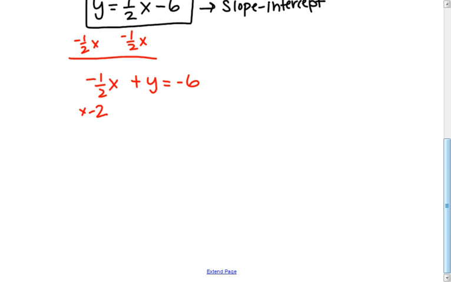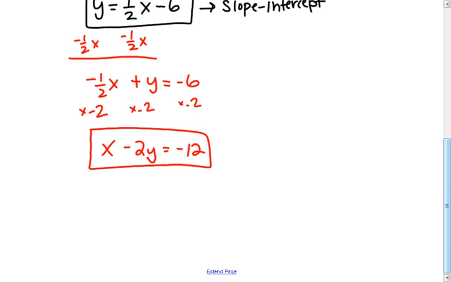Because negative 2, the negative times the negative will be a positive, and the 2 times 1/2 will get rid of that fraction. So I'm going to multiply this by negative 2, and I'm going to multiply this by negative 2. So negative 1/2 times negative 2 is positive x. Y times negative 2 is negative 2y. And negative 6 times negative 2 is negative 12. And that would be what it looks like in, finally, standard form.